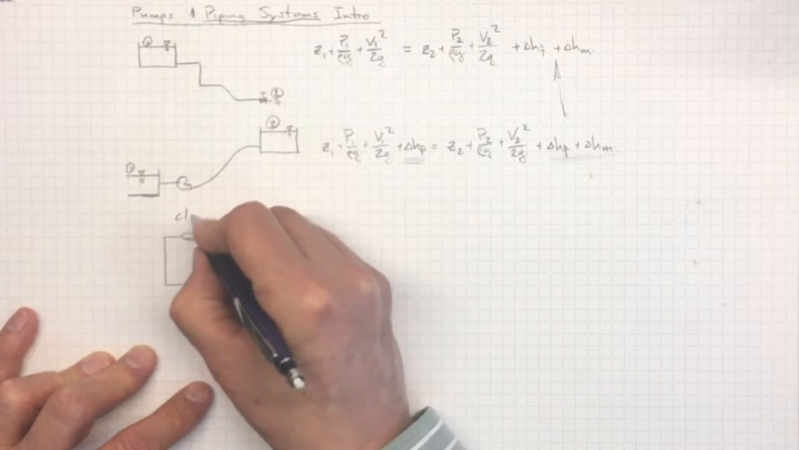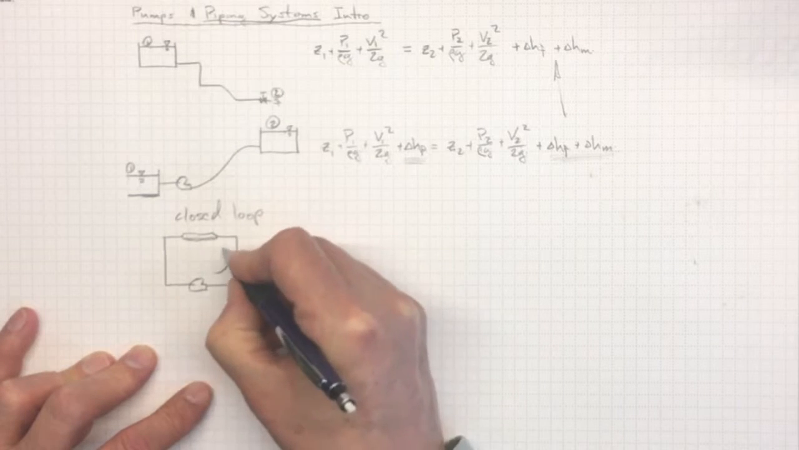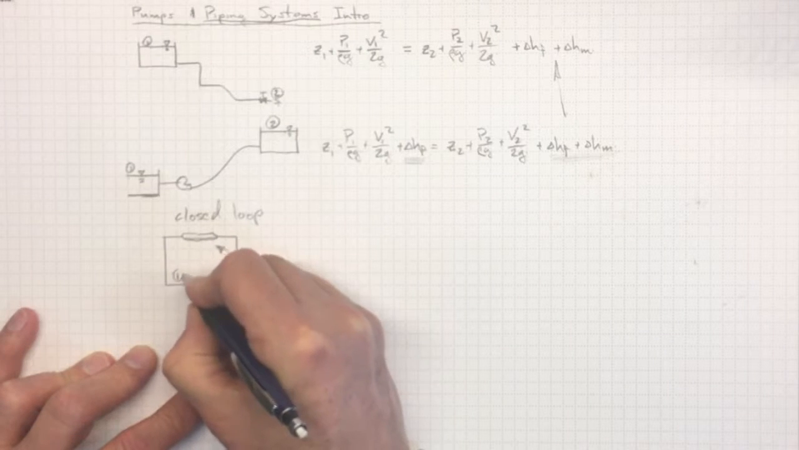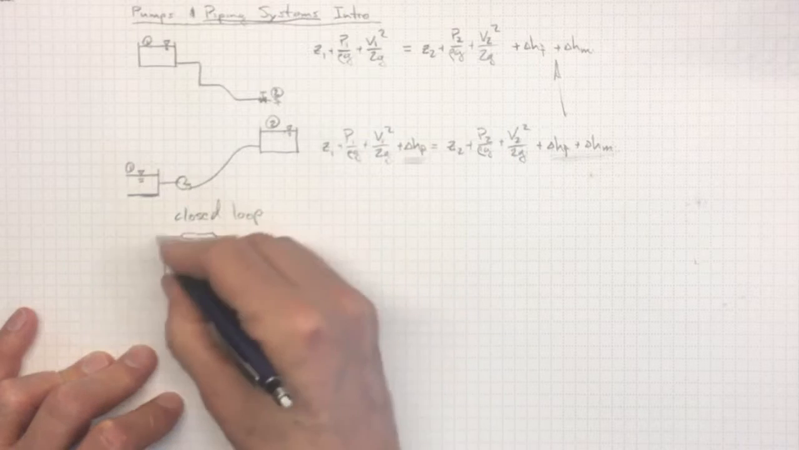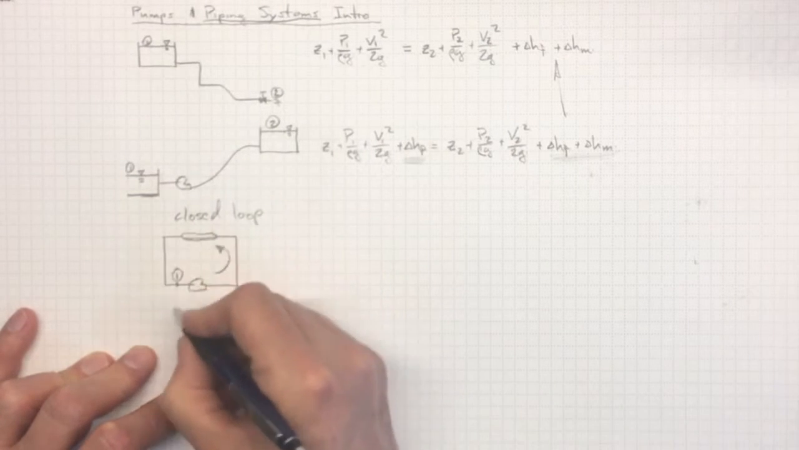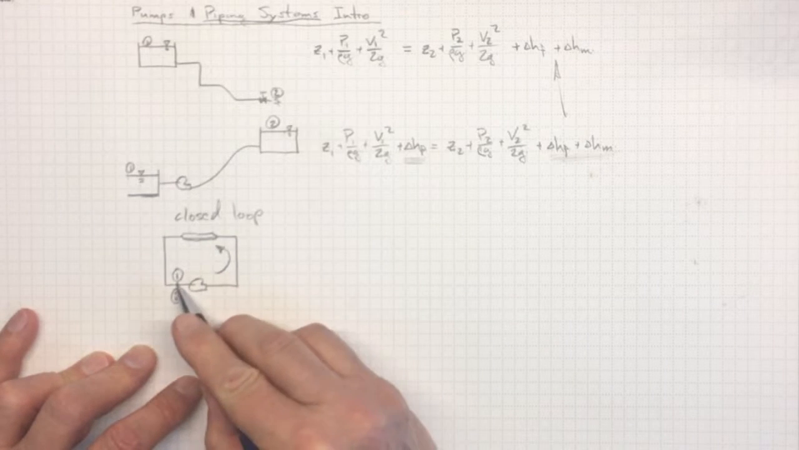Now, much more common in this closed loop, we'll wind up with a flow going around the loop like this through the pump, and we'll pick location 1 here, and that's right there just before we go into the pump. We could pick it anywhere along the way. And we go around the loop, and we're back to location 2. So it's exactly the same idea, except location 1 and location 2 are the same here.